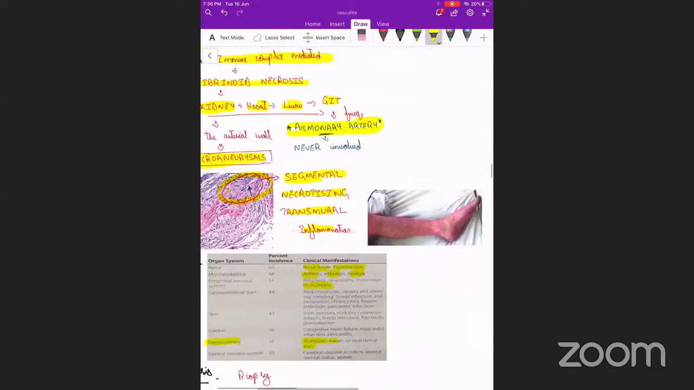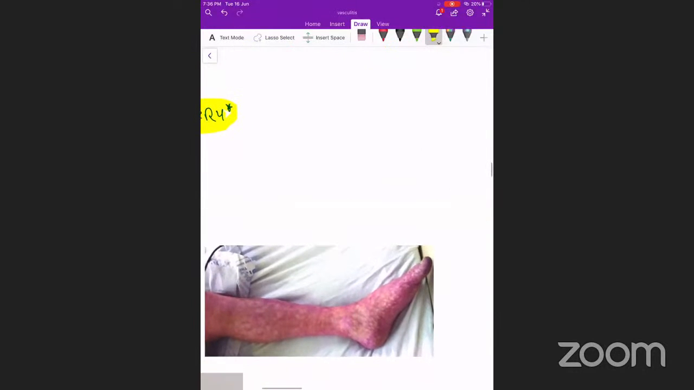So what is this finding? Skin involvement. This is a patient of PAN with skin involvement. What finding is this? Something very characteristic. This can be asked as an image-based question. Yes, this is nothing but livedo reticularis.